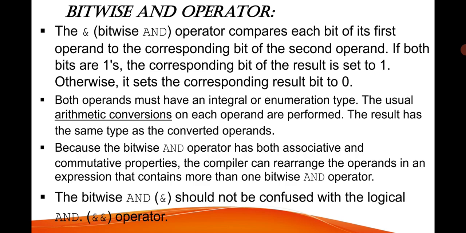Because the bitwise AND operator has both associative and commutative properties, the compiler can rearrange the operands in an expression that contains more than one bitwise AND operator. The bitwise AND should not be confused with the logical AND operator.